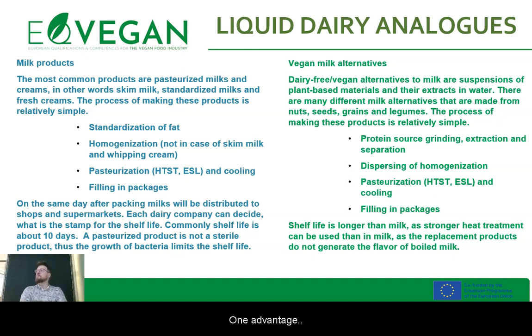One advantage that the vegan products have is that you can use higher processing temperatures for the pasteurization, so the shelf life is extended or longer than in normal milk. And these also don't have the same issue as milk, that if you heat treat the milk too much, then it will gain a flavor of boiled milk, which is not usually found to be tasty.